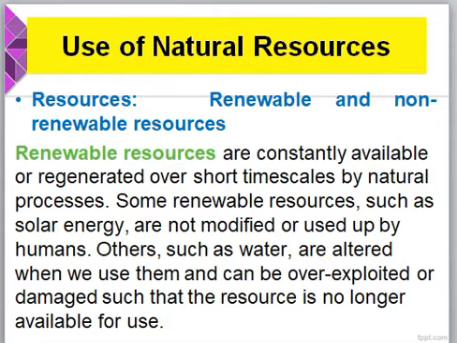Another type of resources that our environment provides for humans is the renewable resources. Renewable resources are constantly available or regenerated over short time scales by natural processes. Some renewable resources, such as solar energy, are not modified or used up by humans. Others, such as water, are altered when we use them and can be overexploited or damaged such that the resource is no longer available for use.